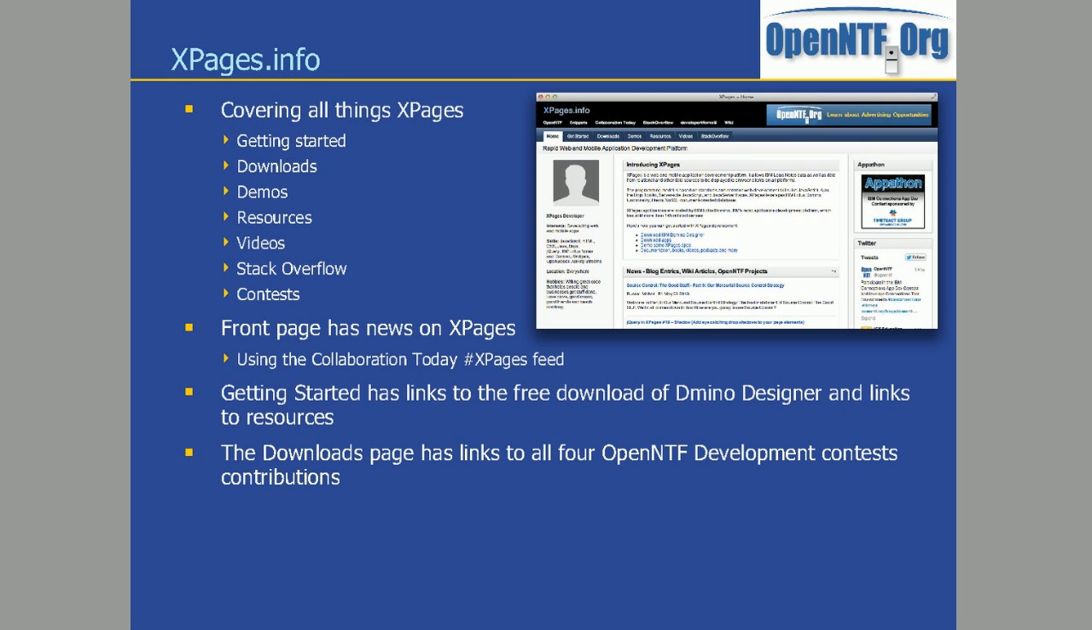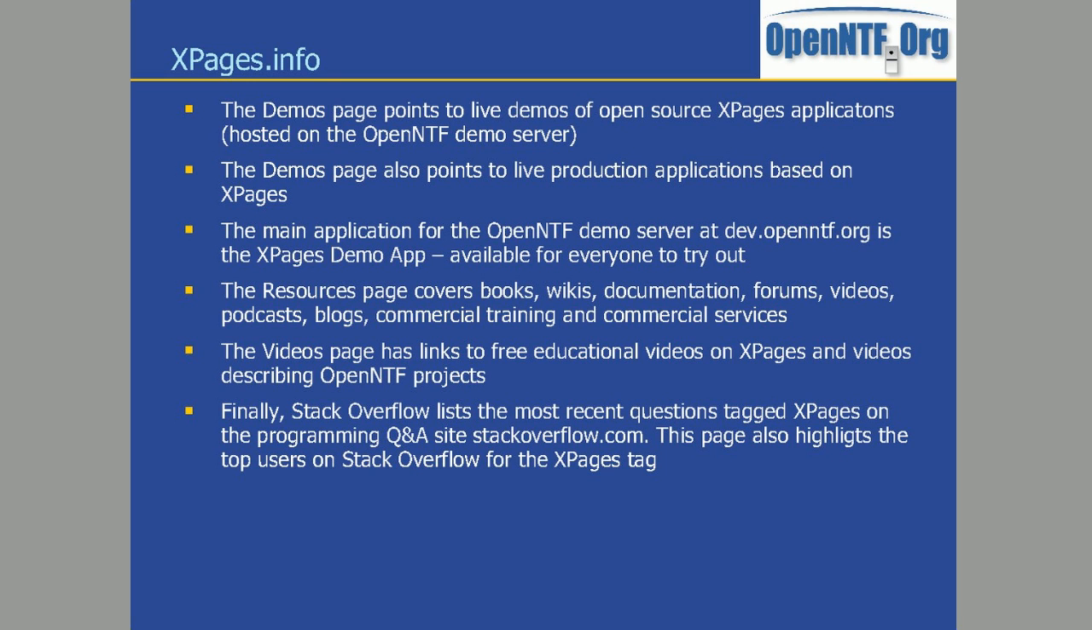And if we go through different parts of the site, we have a Getting Started page that has links to the free download of the IBM Domino Designer, and also links to resources that can help you get started with XPages. On the downloads page, we have links to all 4 OpenNTF Development Contest contributions. So that page has presentations and videos of all the contributions that have been submitted to the OpenNTF Development Contests. They are all open source and available for you to look at if you're interested in seeing how that was built. And also, of course, to use directly on your site.